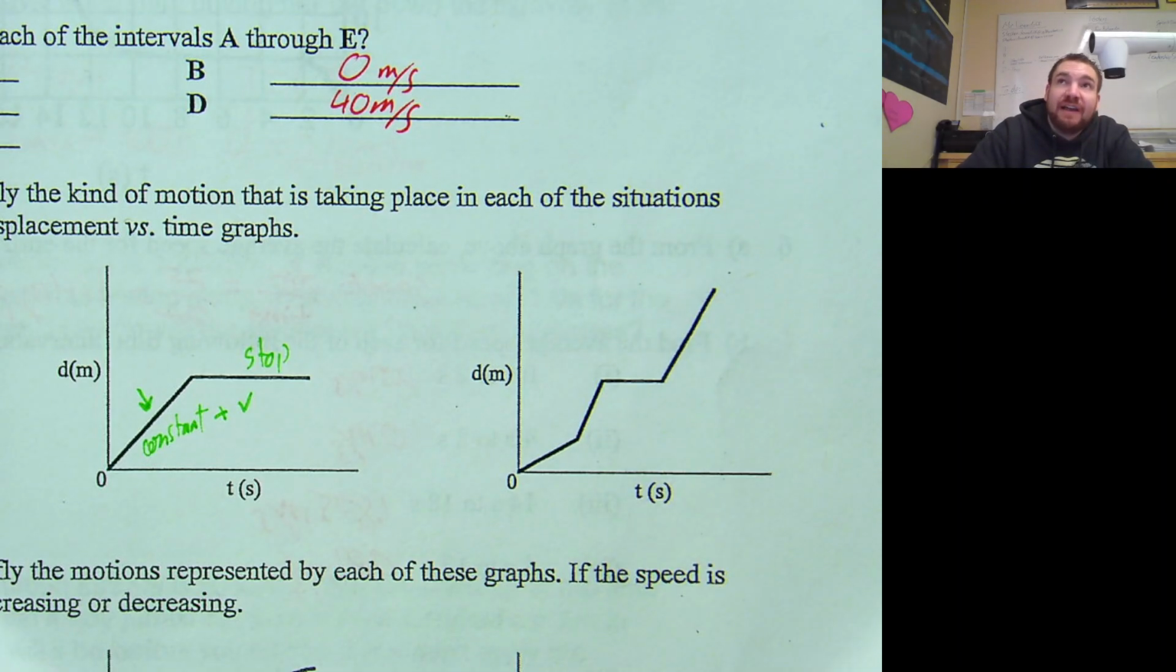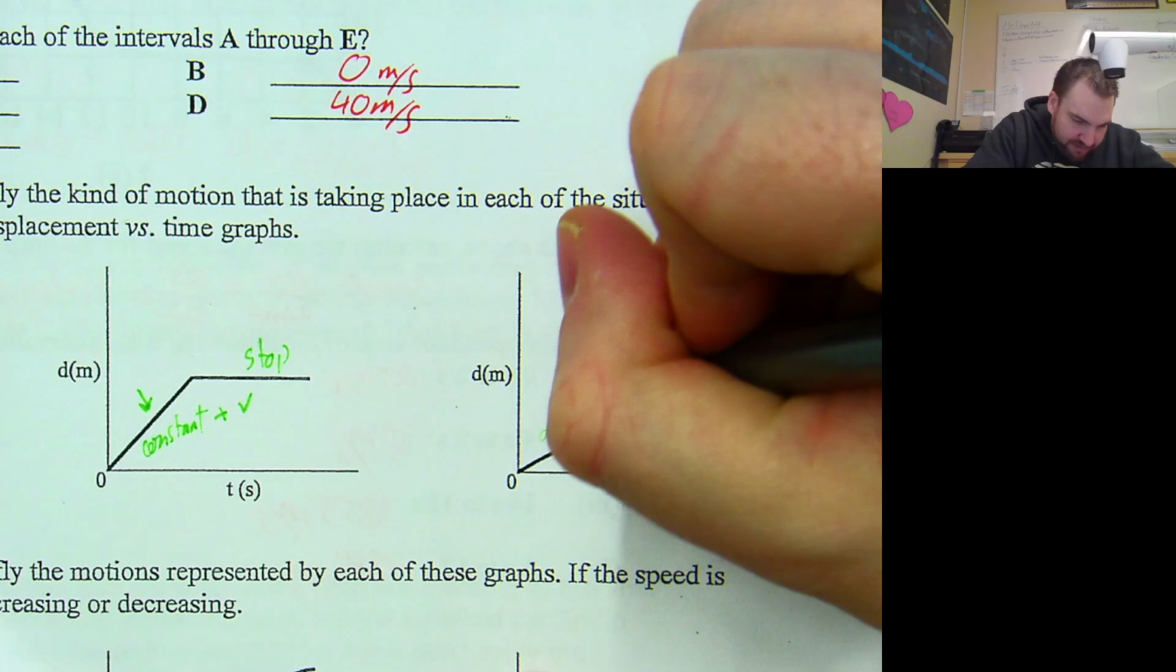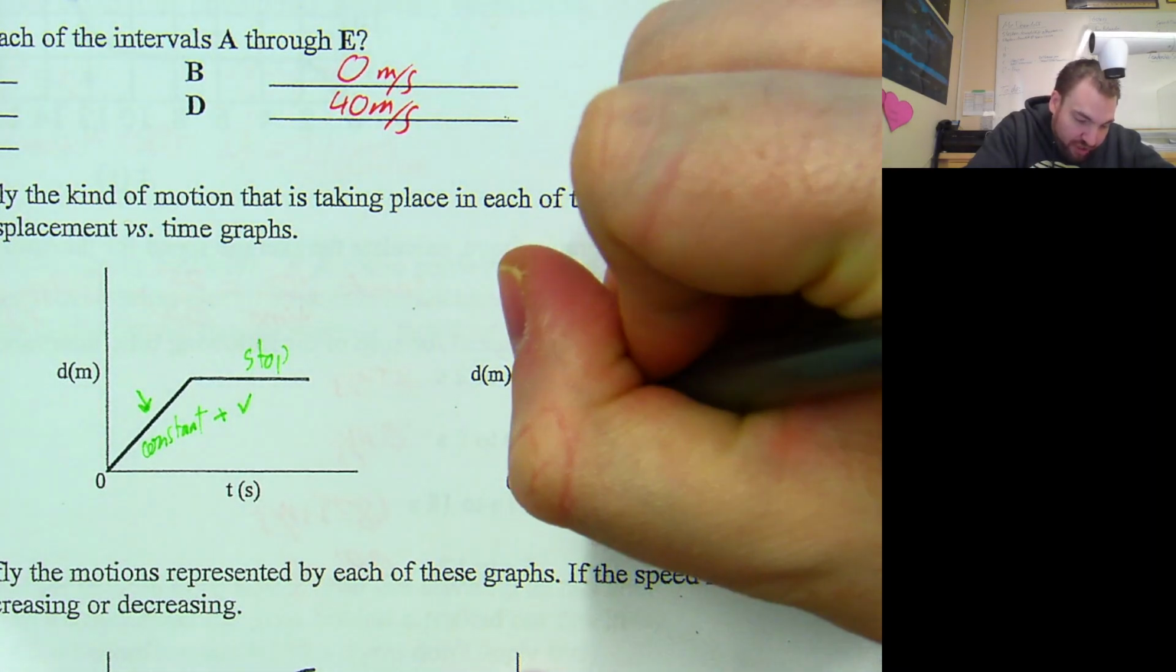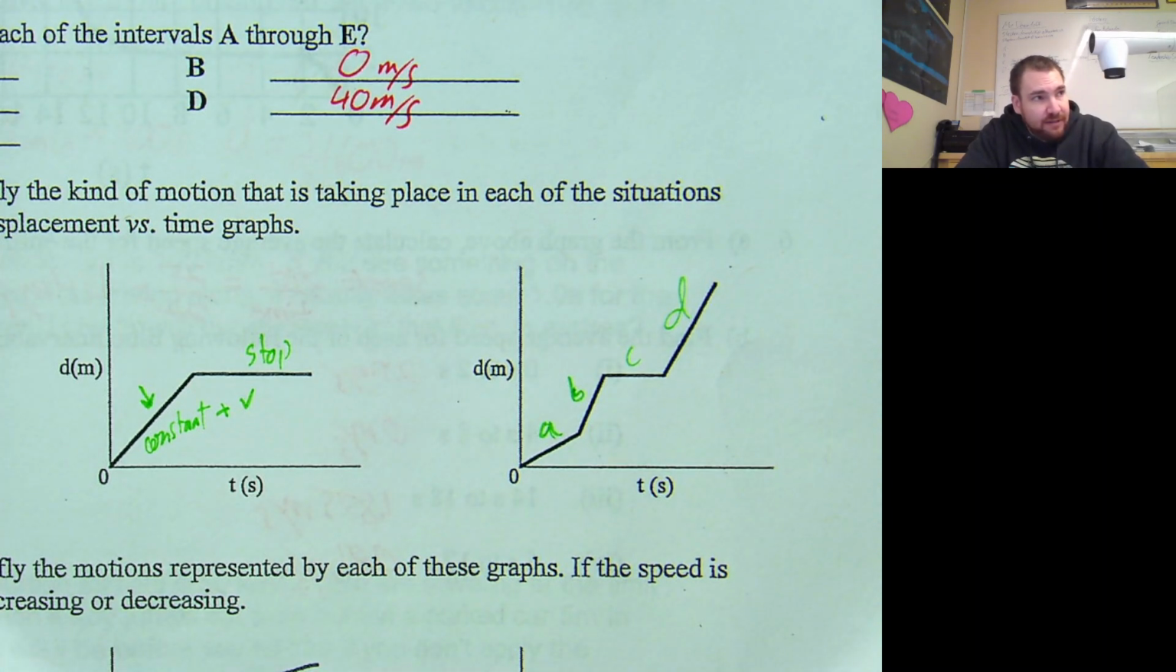Which section was faster? I'll go like this, A, B, C, D. Which one? They're all constant. Which one's the fastest? B, because it's the, and then C, because it's not moving in C. Cool. Does that help? Questions about C?